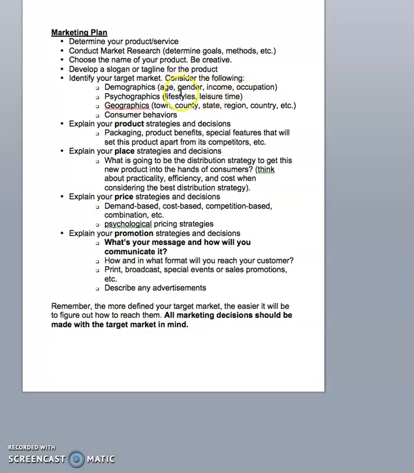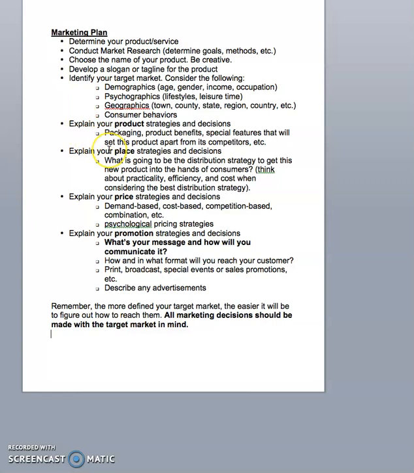And I give the different subcategories here. Explaining your product strategies and decisions, looking at not just the packaging, but the product benefits, special features, distinctive characteristics. What's going to make your product unique? What's going to make your product or service special, different from your competitors? And that's why it's important to know through your market research process, who are your competitors? What are they doing? Why are they doing what they're doing?